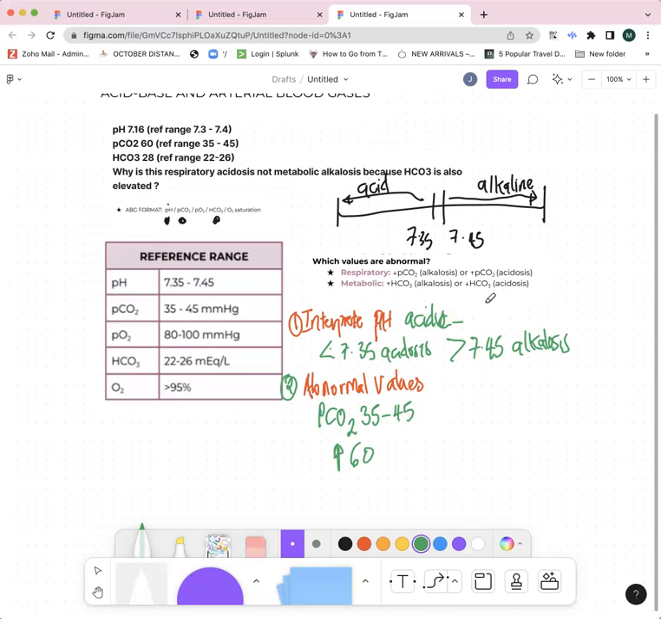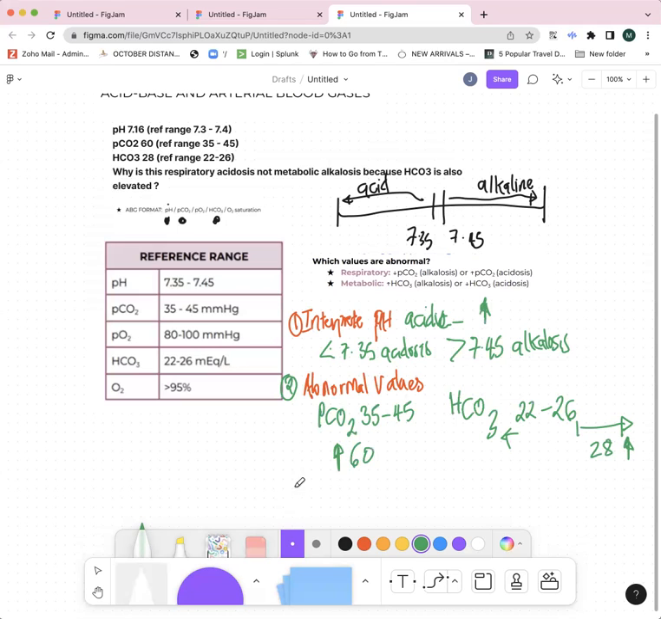And then in this case, we have the pH is low. And when we come to the HCO3, its reference is between 22 to 26, so which means that it's also on the higher side.